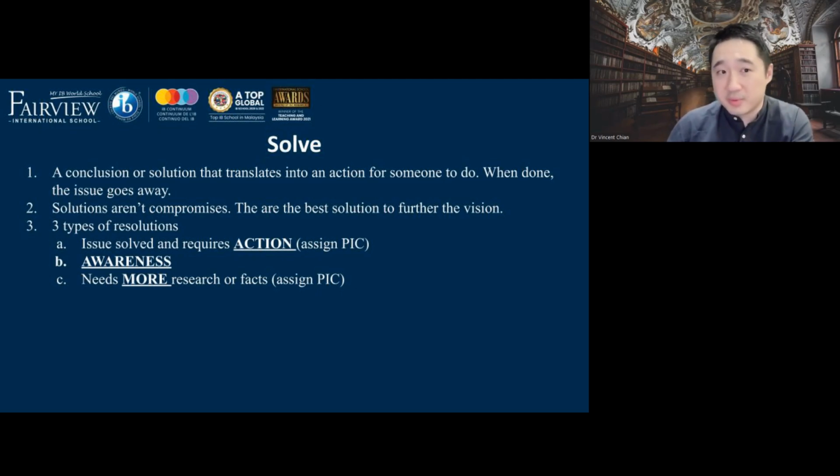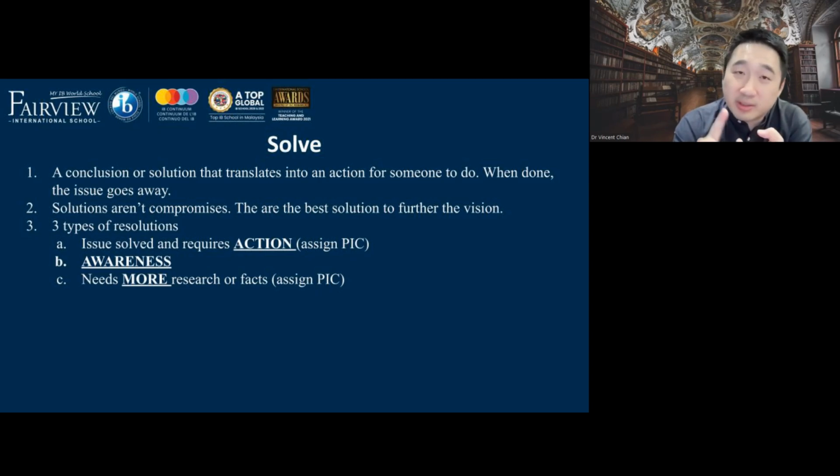Now, there are 3 types of resolutions that we'll be looking at here. 1, solved and requires action. Action. Okay, for this one, assign a PIC, get it done. 2, this issue is solved with just awareness. Everybody just needs to know about this. And 3, we need more. We don't have enough right now. We need more research or facts or vendor analysis or something like that.